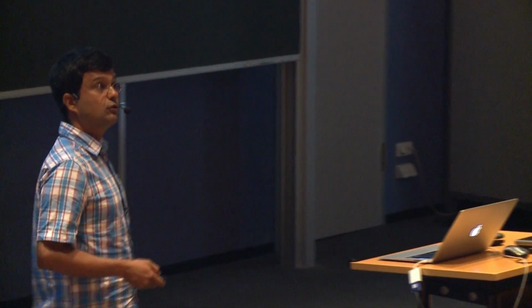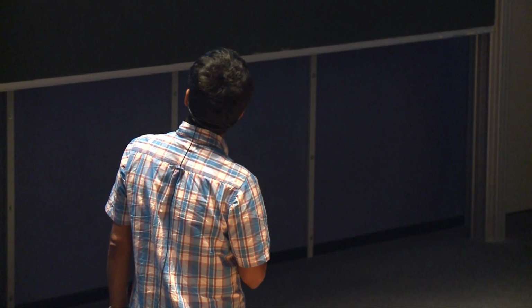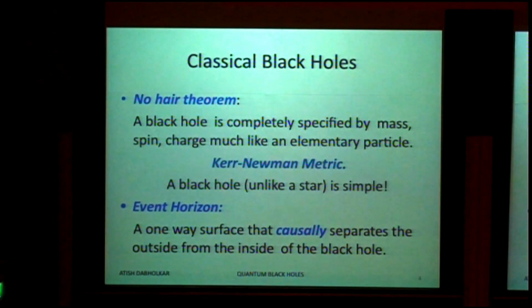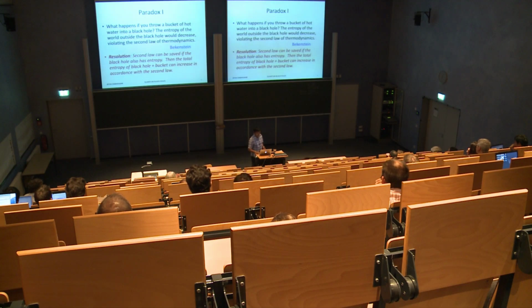So why is a classical black hole so simple? We know that it's because of the no-hair theorem that a black hole is completely specified by its mass, spin, and charge, much like an elementary particle like an electron, with the space-time given by the Kerr-Newman metric. And therefore, a black hole, unlike a star or a table, is extremely simple. And it has an event horizon, which is a one-way surface that causally separates the outside from the inside. So this is our understanding of the classical black hole.